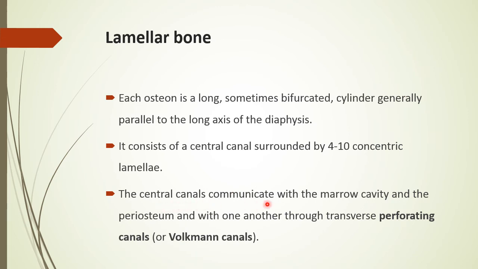The central canals communicate with the bone marrow cavity and the periosteum, and with one another through transverse perforating canals. Transverse perforating canals are called Volkmann canals. So the central canal communicates with the bone marrow cavity and the periosteum, and also with one another through the Volkmann canals, which are perforating canals transversely located.